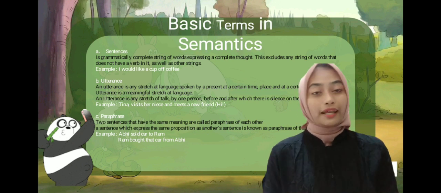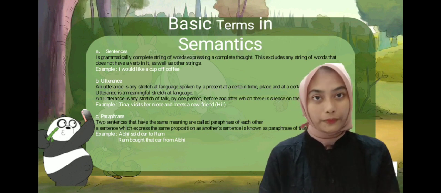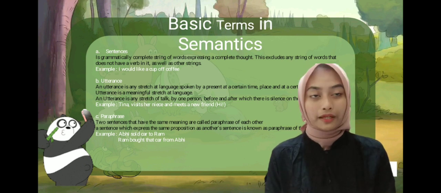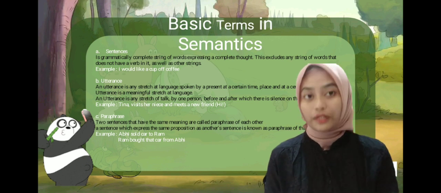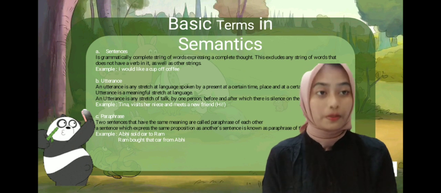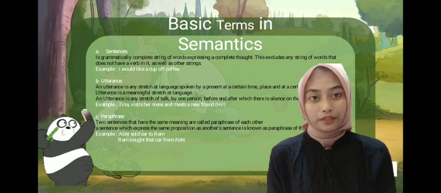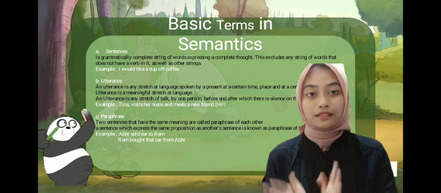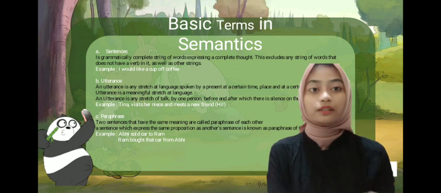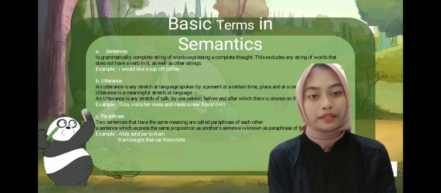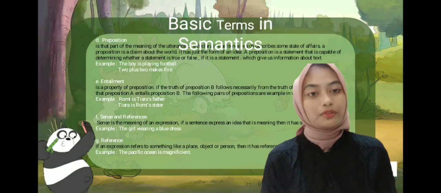And next we move to C, paraphrase. Two sentences that have the same meaning are called paraphrases of each other. A sentence which expresses the same proposition as another sentence is known as a paraphrase of that sentence. For example, Abi sold a car to Ram, and the same meaning is Ram bought that car from Abi. They are different sentences but have the same meaning.